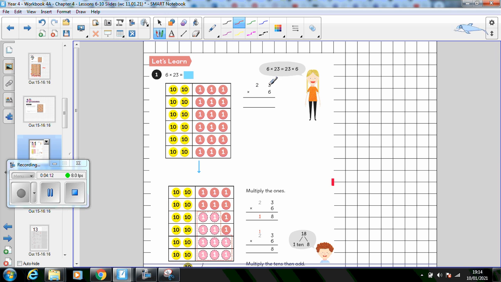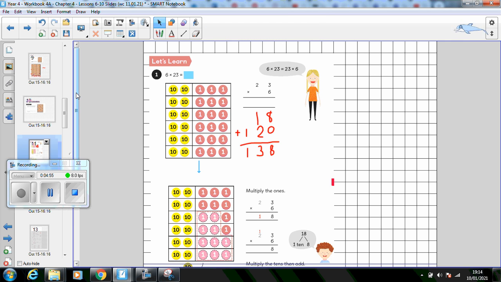Six times 3 is 18. 6 times 20 is 120. And then those two answers are added together. Remember to have 8 ones, add no ones is 8 ones. 1 ten, add 2 tens is 3 tens. And 100, add no hundreds is 100. 138. So if it makes it easier for you today to write it out in that expanded method, please do that.